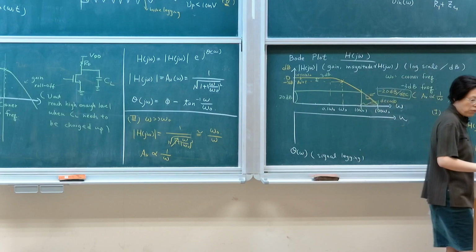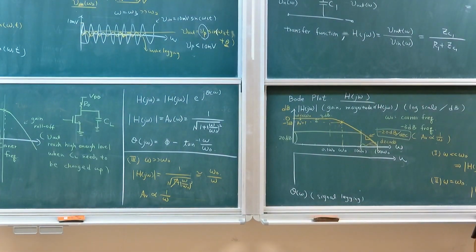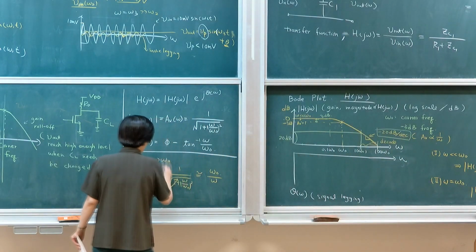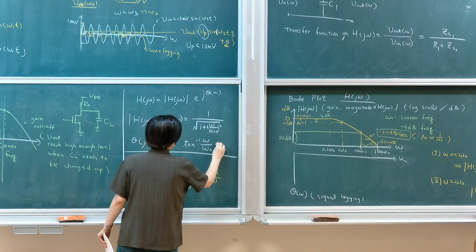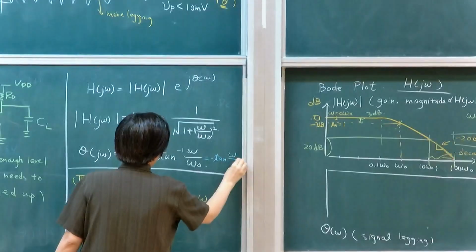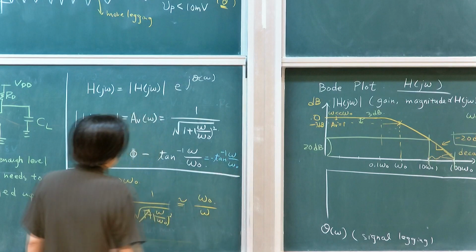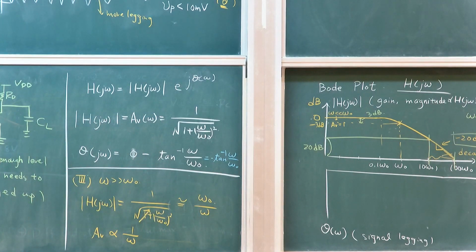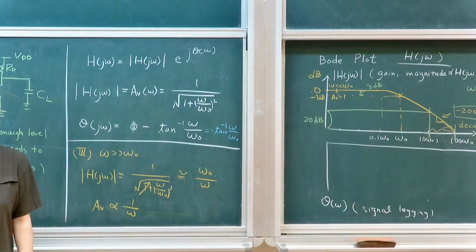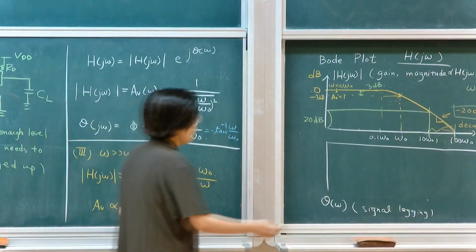So we still have a little time. Let's look at the phase component. So we'll simply go back to the math. We know that the phase will be simply minus arctangent of omega over omega 0. So also you look at very low frequency and very high frequency. At very low frequency, this is 0, meaning that your arctangent is 0, the phase is 0.